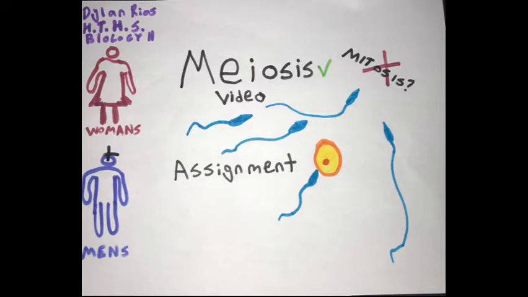What is meiosis, and how is it different from mitosis? Well, first and foremost, mitosis involves the reproduction of somatic cells, while meiosis involves the reproduction of sex cells. Although these two forms of cell reproduction sound similar, they are very different in nature, though they do share some similarities.